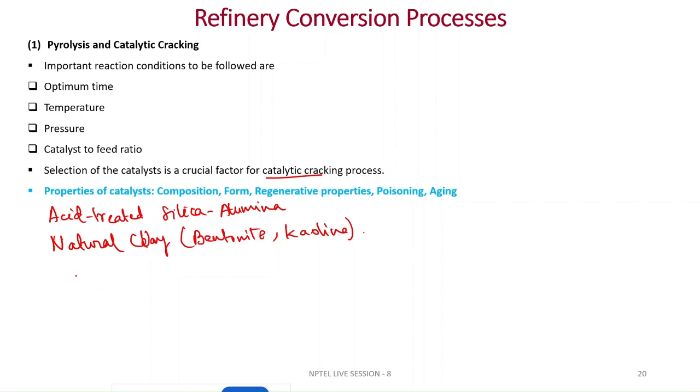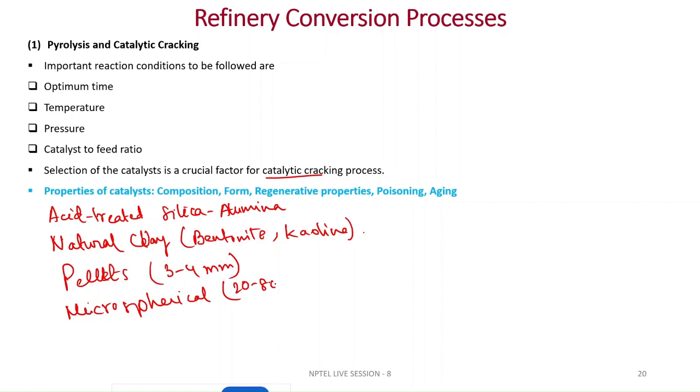And this catalyst can be used in the form of pellets, that is 3 to 4 millimeter for the moving bed, and it can also be microspherical, 20 to 80 mesh size. This is used for fluidized bed.